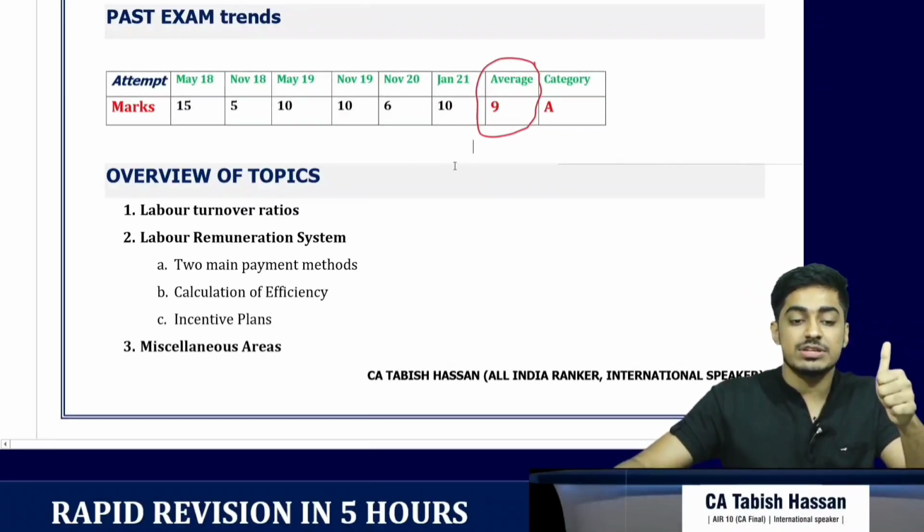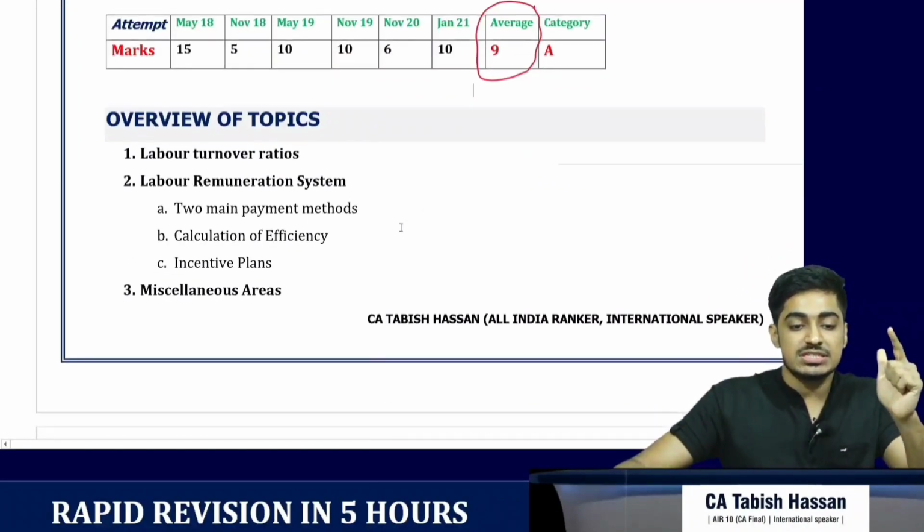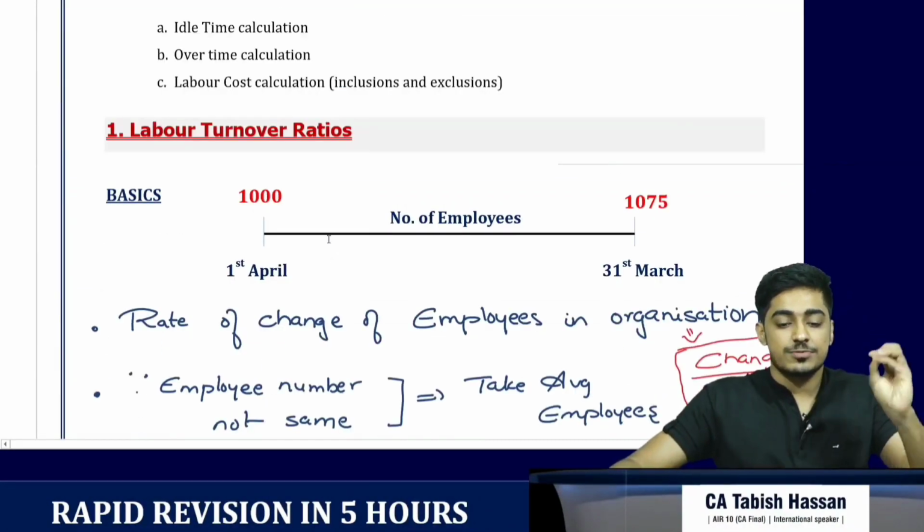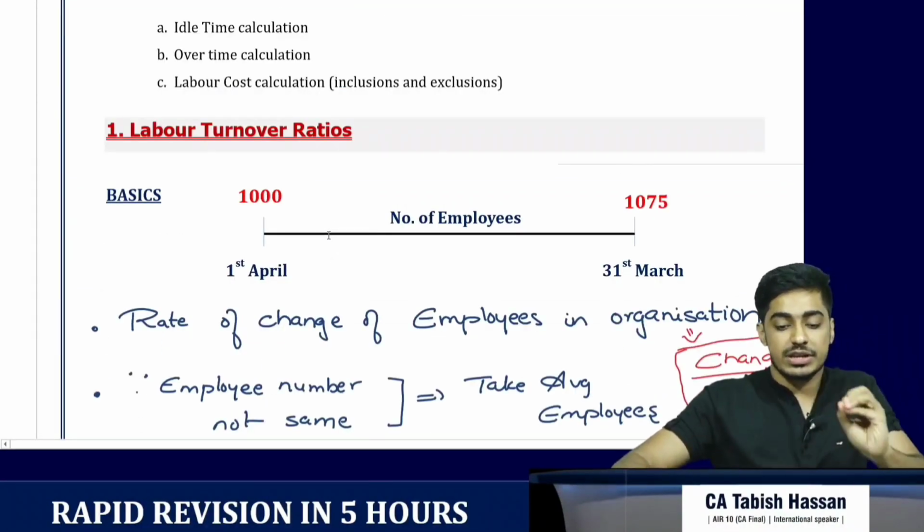First is the labor turnover ratios. Next is the labor remuneration system. And then we have the miscellaneous areas. In the miscellaneous areas, we have idle time, we have overtime, and we have the labor cost calculation. Okay. So first, coming to labor turnover ratio.